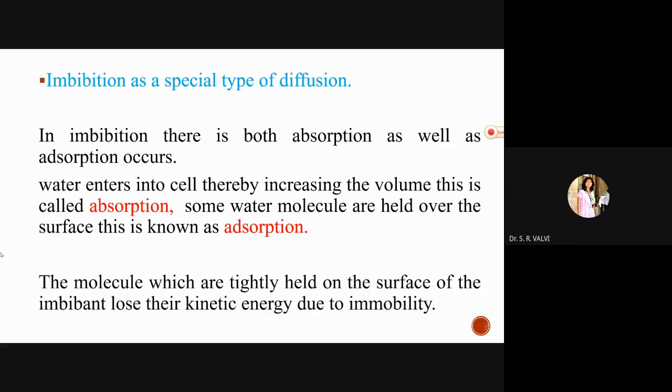The molecules which are tightly held on the surface of the imbibant lose their kinetic energy due to immobility, because these molecules are held on the surface, and that is nothing but the adsorption process. As the molecules are held together very tightly on the surfaces, they obviously lose their kinetic energy, and hence the water molecules are not going to move from the surfaces. So that is the phenomenon of the adsorption process.